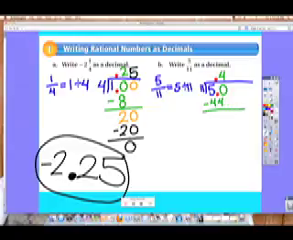All right, wait, but it doesn't go into that. So we add a 0. Drop down a 0. How many times does 11 go into 50? 4 times. It's repeating. Are you sure it won't ever stop? Yeah, you're right, because then we'll get a 6, and then we'll bring down a 0, and then it'll go in 5 times. Don't you think it'll just keep going like that? It'll be the same. So this is a repeating decimal. So that's 0.45.